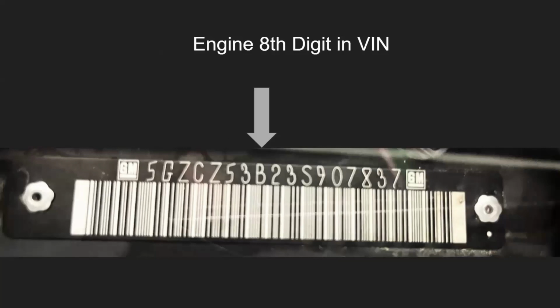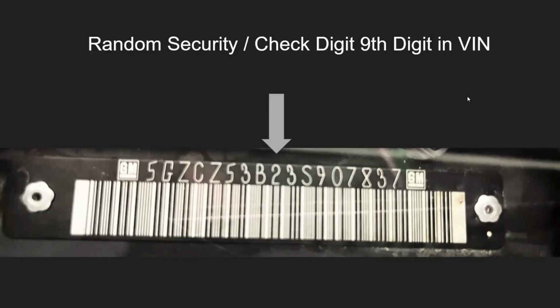The 8th VIN digit represents the engine size. What is the engine? Is it a 3.8 liter, a 5.7 liter? Is it a 3.0? Is it a 4.0? Most of your parts stores will probably ask you what the 8th digit is, and the first digit is quite often. The 9th digit is a random security or check digit code and keeps everything in check.